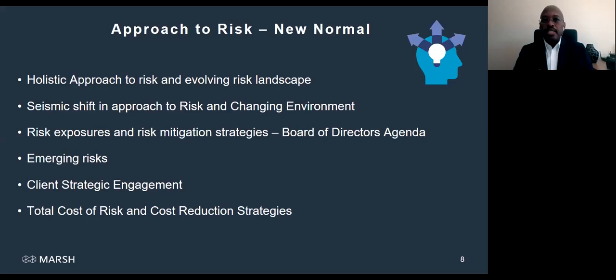Risk mitigation strategies, and boards are also interested in the total cost of risk, which is the subject of today. As the strategic partner, we want to engage clients on these key and top of mind issues. Next slide, please.